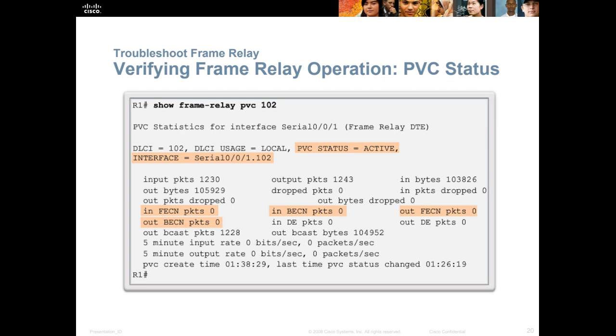And there is another command, show frame relay PVC 102. It will show you the status of the PVC, permanent virtual circuit. Is it active? And what is the DLCI number? What is the sub-interface number? But look here, please. FECN 0, and BECN 0. We will talk about this later on, but just remember that.